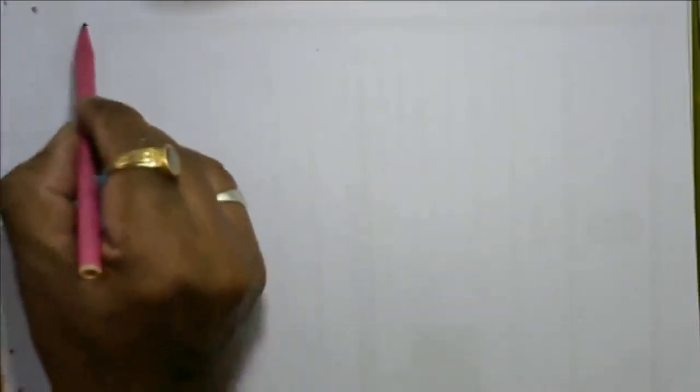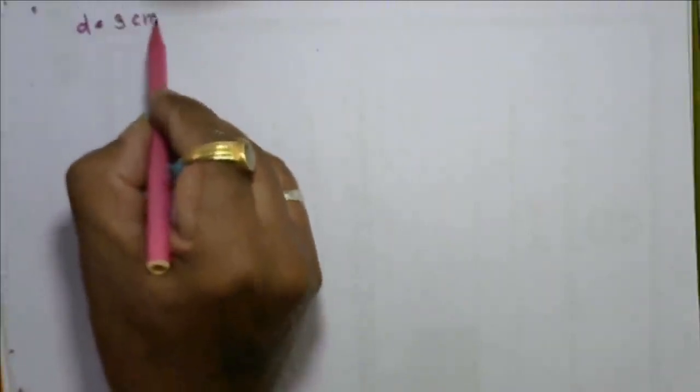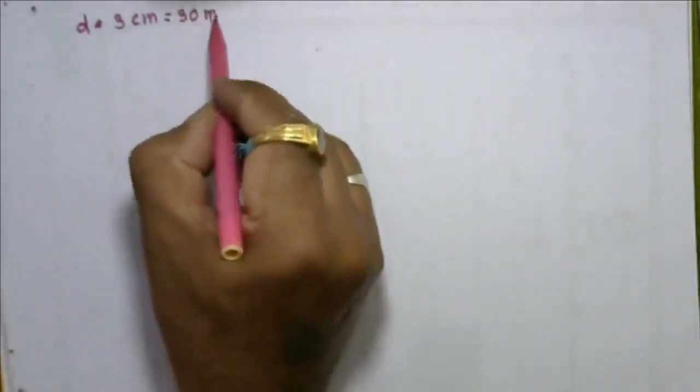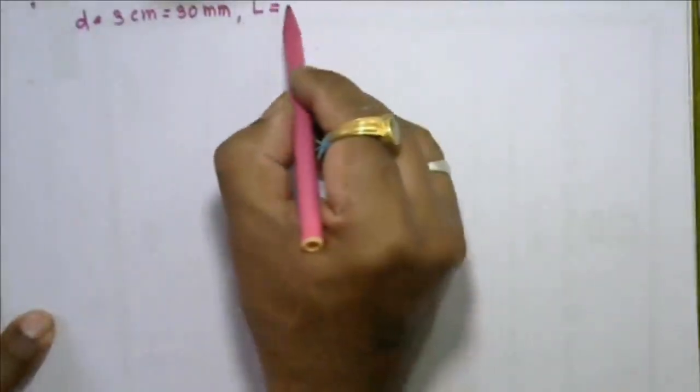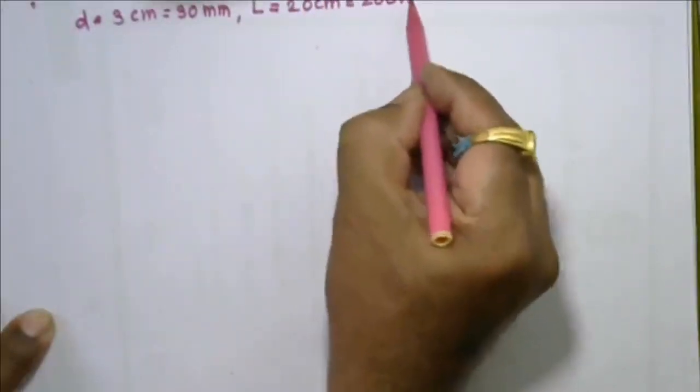Now first we have to note down the given data. Diameter of the steel bar, it is given D is equal to 3 cm, so convert into mm, 30 mm. Gauge length of the bar is given, so L is equal to 20 cm, convert into mm, 200 mm.